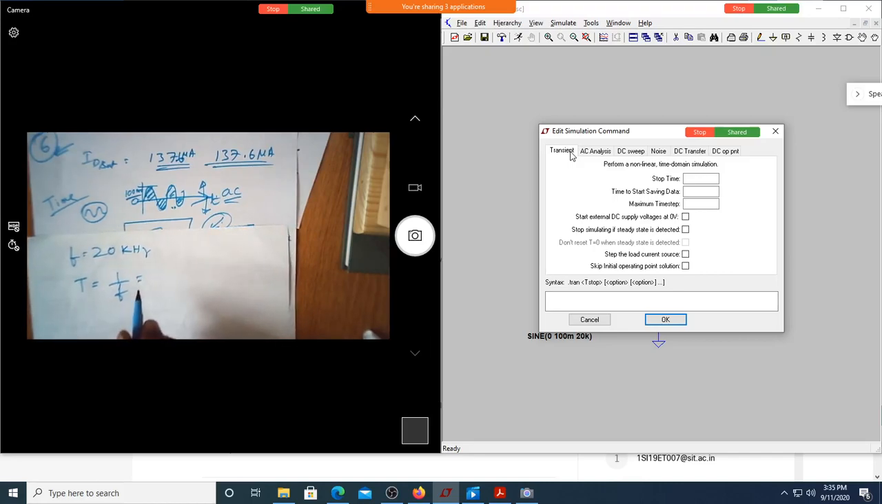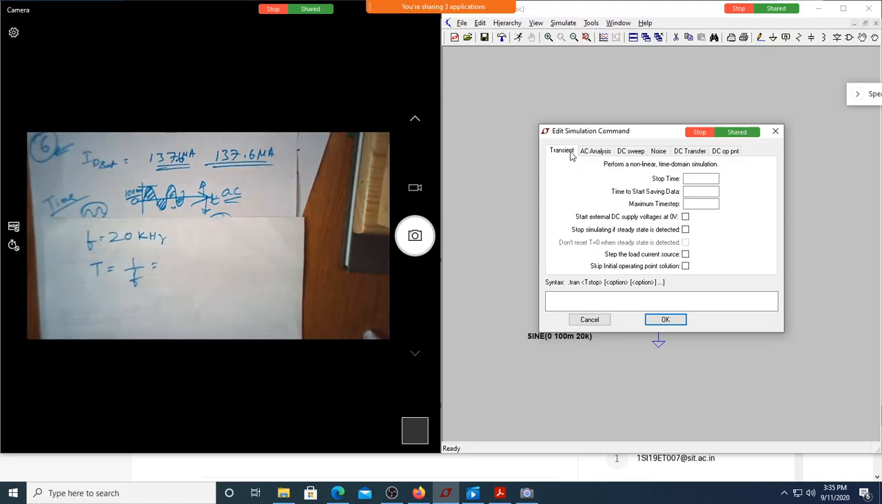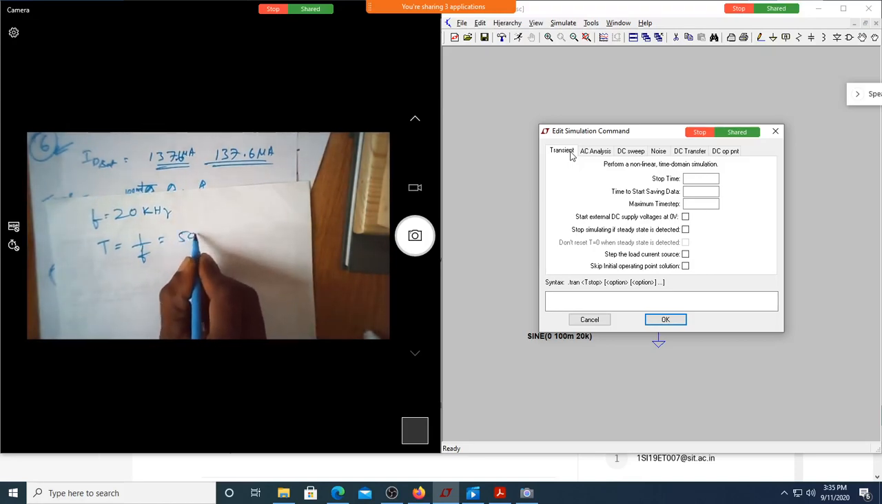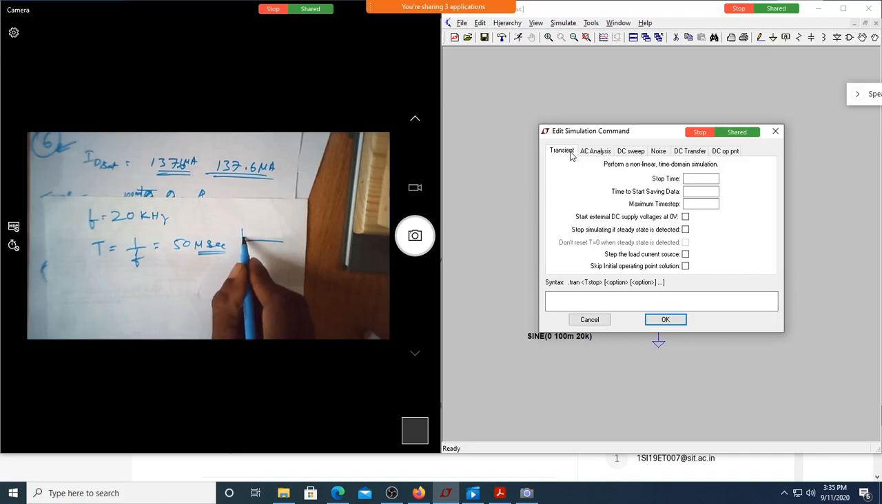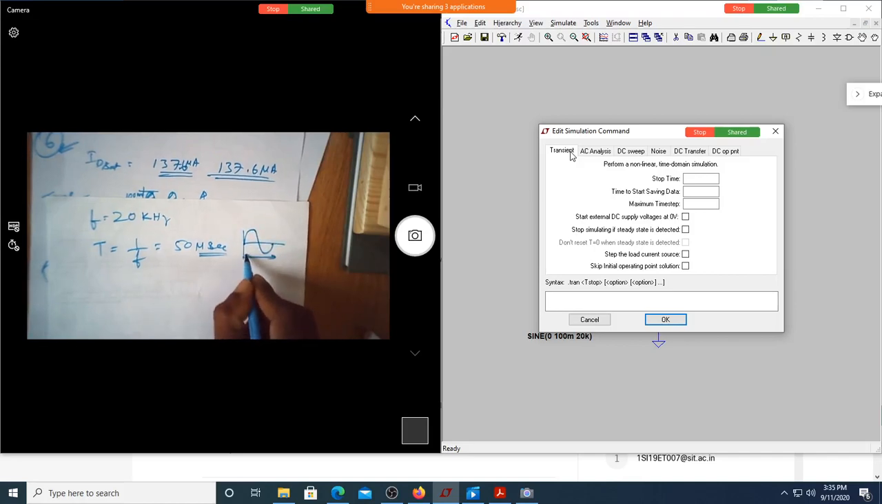How much is this? 1 over 20k, that is 1 over 20 exponential 3. How much is that? 50 microsecond. Correct? This is the time period for 1 cycle. Here it takes 50 microsecond. Am I correct?